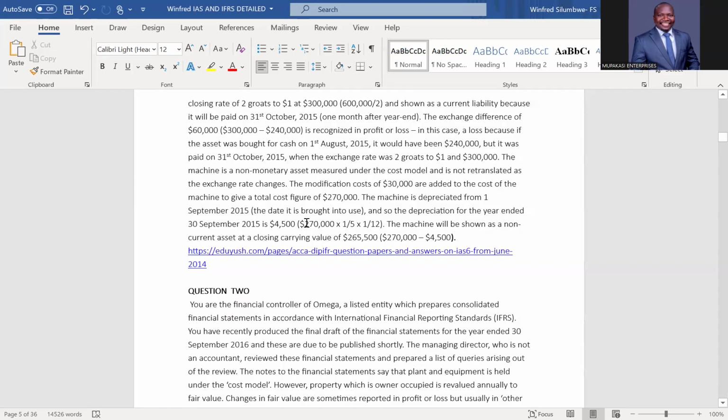But we are not interested in the depreciation for 1 year. We are only interested in the depreciation for 1 month. That's how we do now 1/12 to find the depreciation, and so the depreciation now will be $4,500.